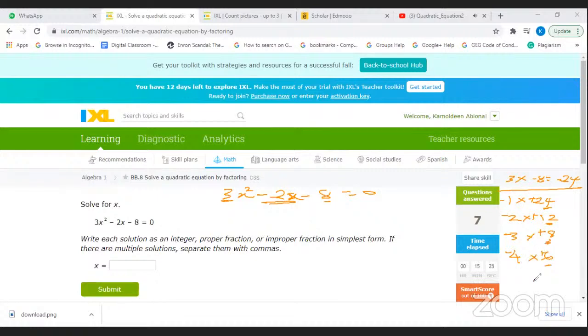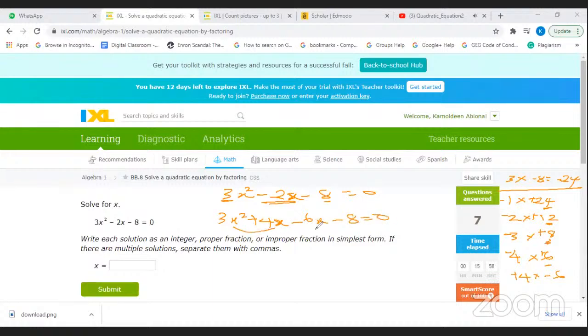So what you do is swap the sign. So plus 4 times minus 6 is the one that will give us this. So instead of having minus 2x, you have plus 4x minus 6x. So we are going to have 3x squared plus 4x minus 6x minus 8 equals 0.